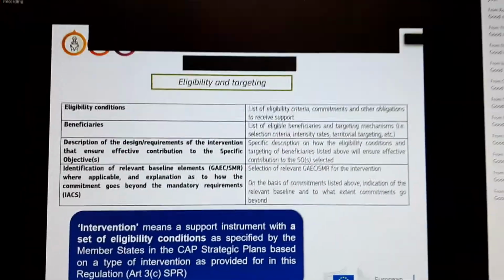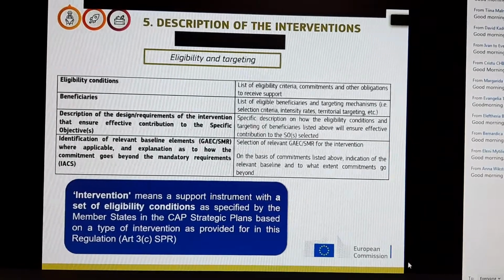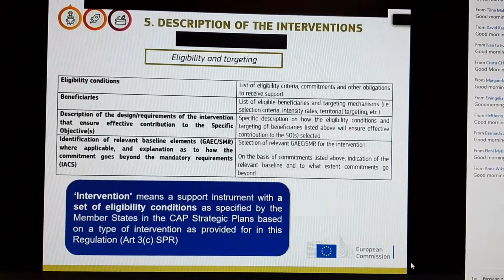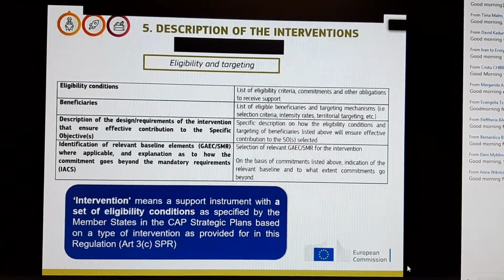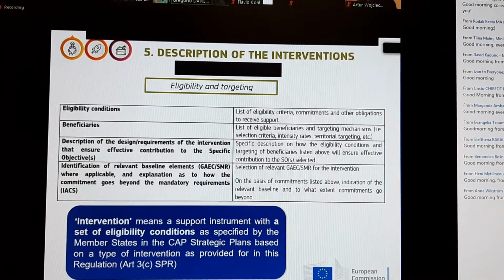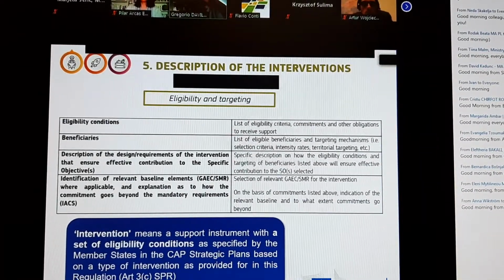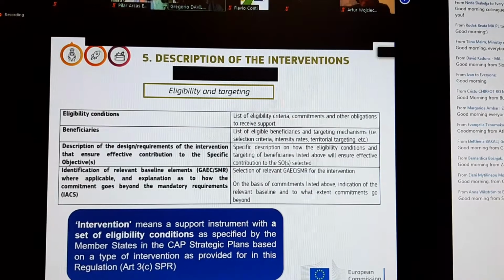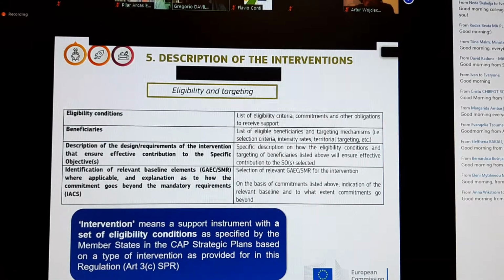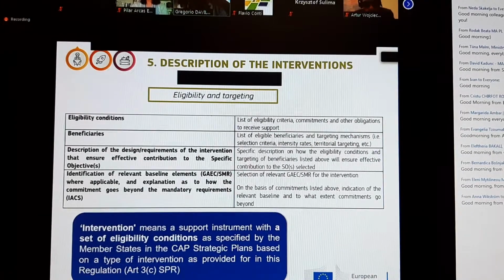So once you have provided the basic information, you create the intervention, and you will have to fill in a number of fields to help us assess the CAP plan and see to what extent it has the potential to contribute to the specific objective. First of all, we will need to see the eligibility conditions. This is the way it has been proposed by the Commission. It has not been changed by the Council or the Parliament. So in principle, you will have to provide the list of eligibility criteria, commitments, and other obligations to receive support.